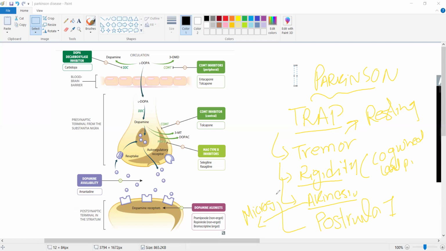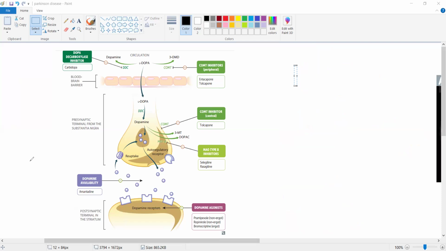Okay, so these are some high yield symptoms of Parkinson disease, right? And the culprit is damage in the substantia nigra, right? So substantia nigra dopaminergic neurons are damaged, right? Okay. So now I'm going to discuss some high yield pharmacology of Parkinson disease.